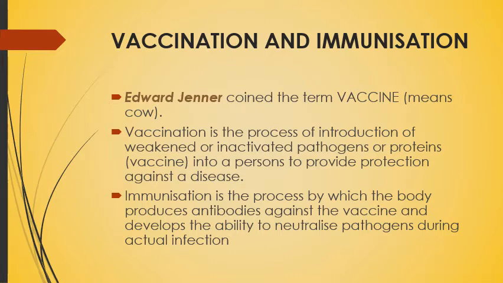And what is immunization? Immunization is a process by which the body produces antibodies against the vaccine and develops the ability to neutralize pathogens during the actual infection. So what is the major difference? Vaccination means introducing the pathogen in inactive form into the body. After the introduction, when the body makes antibodies against that pathogen and makes the body disease free, that process is known as immunization.